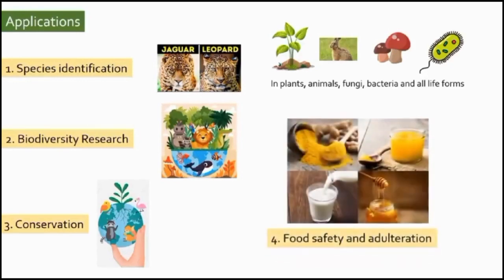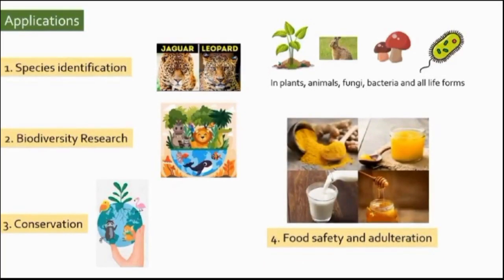DNA barcoding can also be used to verify the identity of food products, check if the products are properly labeled and free of contaminants and adulterants. So today, we have learned what DNA barcoding is and how, using a small DNA sequence, we can identify, classify, and characterize species and organisms for various applications.